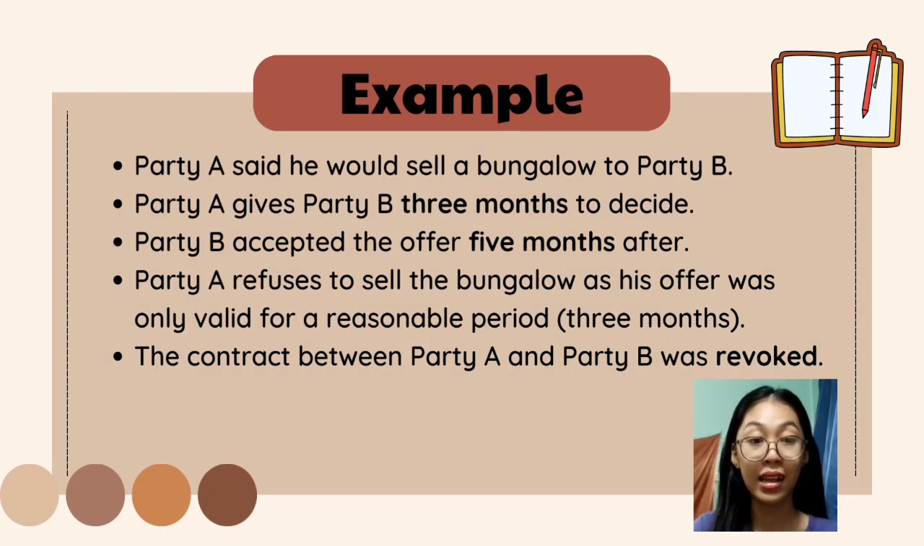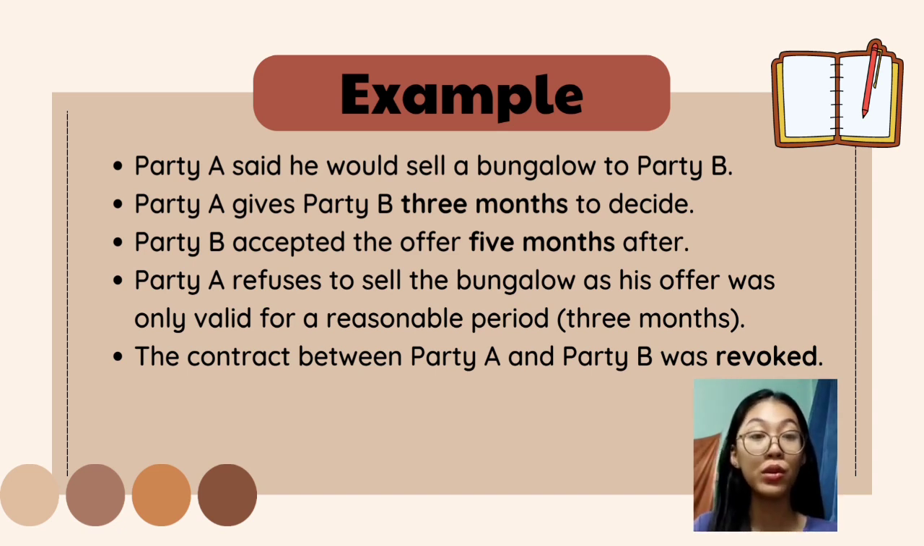This is an example of a revocation of offer through the lapse of the time prescribed in the proposal. Party A said that he would sell a bungalow to Party B. Party A gave Party B 3 months to decide. Party B was interested in buying the bungalow. However, he accepted the offer 5 months after.